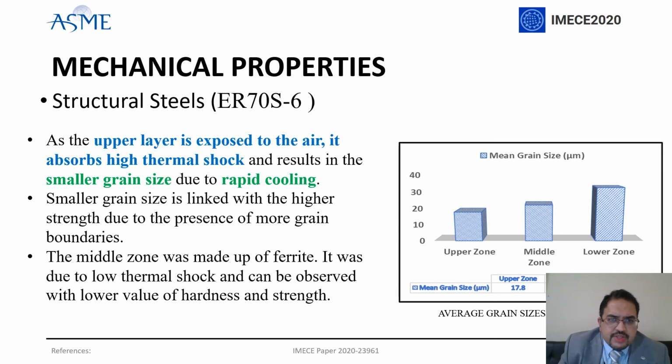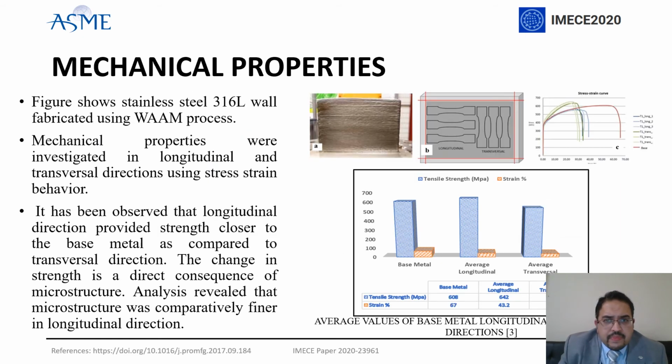So in that structural steel, the upper layer was exposed to the air, which absorbs a high thermal shock, and that results in a smaller grain size because of the rapid cooling. This can be seen here. And the smaller grain size is linked with higher strength because of the presence of more grain boundaries. The middle zone was made up of ferrite. It was due to the low thermal shock and can be observed with the low value of the hardness and the strength of the material.